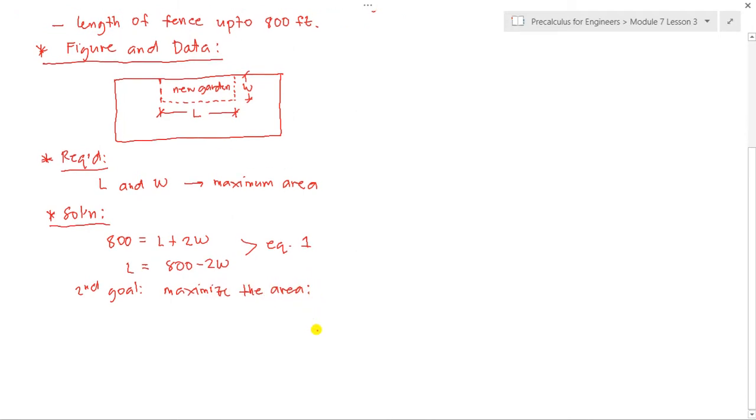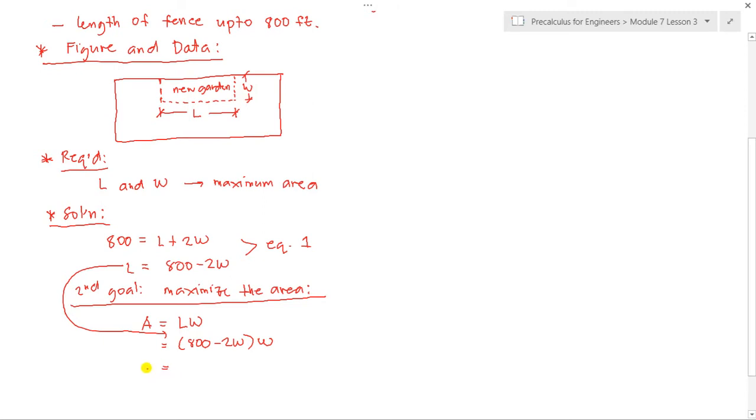Okay, in maximizing the area, we need to have an equation. So how can we find the equation of a rectangle? By using the area of the rectangle. The area of the rectangle is equal to length times the width. Since we already have an equation for the length in terms of width, we can substitute this directly. So the length is 800 minus twice the width, multiplied by the width.